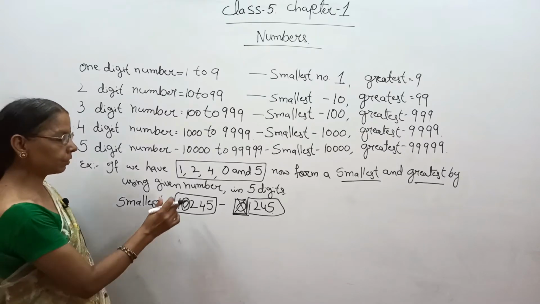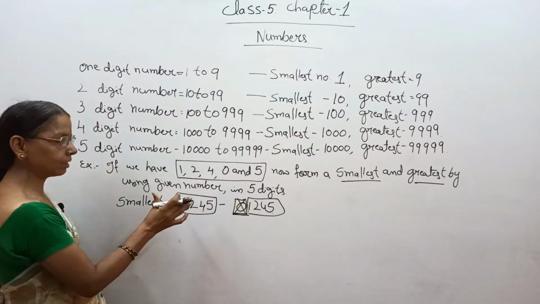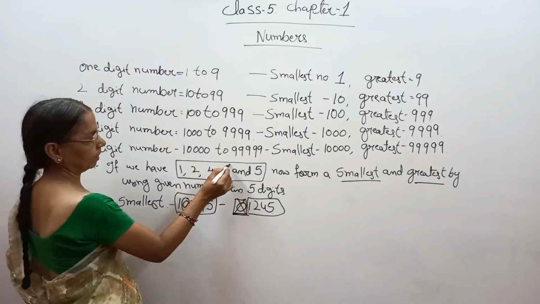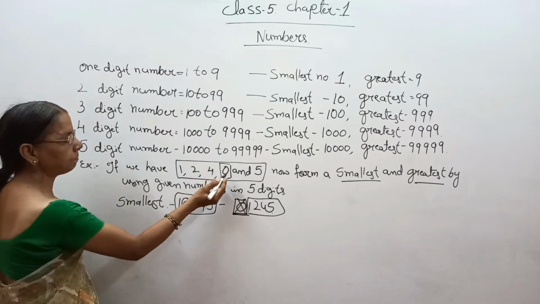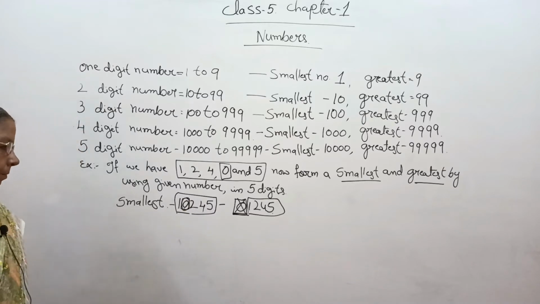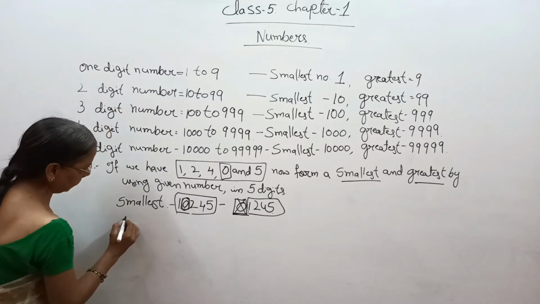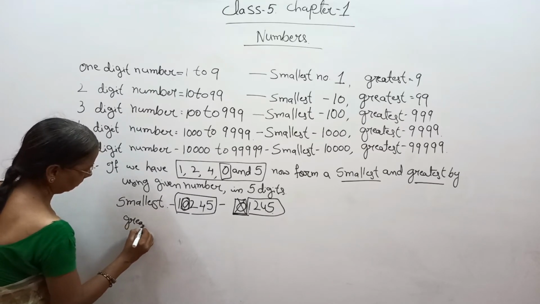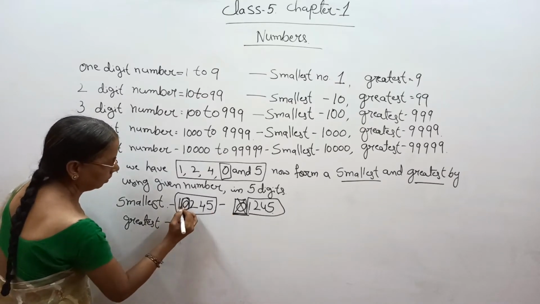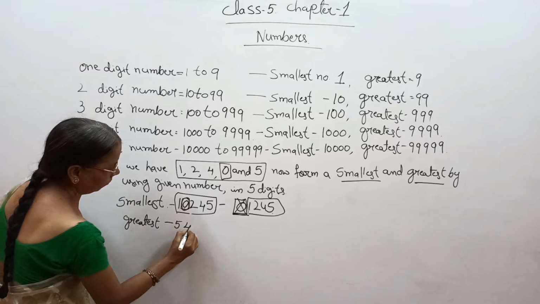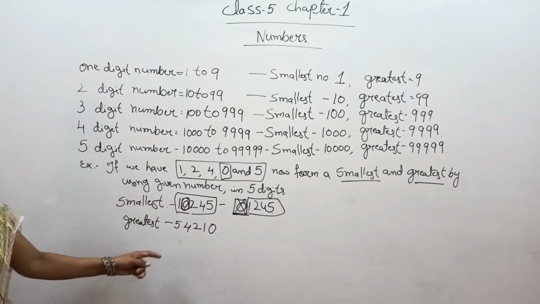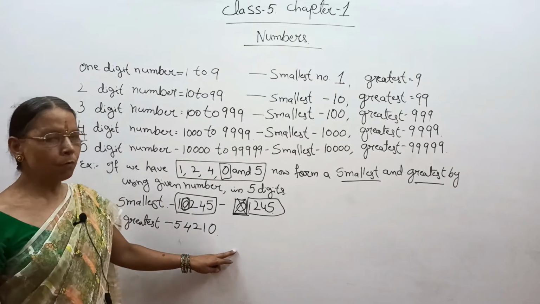Likewise, whenever you get any numbers, to form the smallest and greatest 5 digit number, if you get 0, then you simply put the 0 in the second place. And the greatest number is the reverse: 5, 4, 2, 1, 0. In this way, the greatest number will be formed.